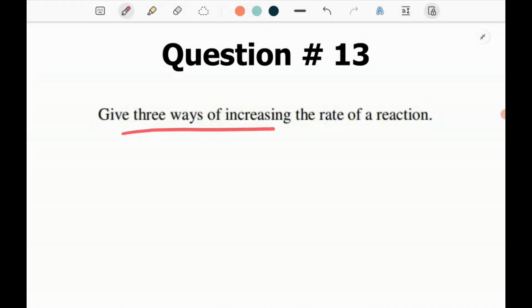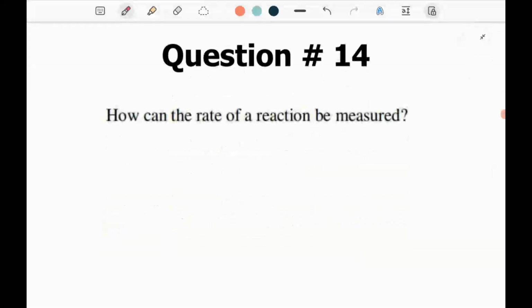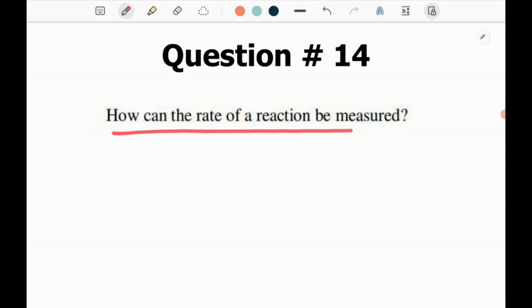Give 3 ways of increasing rate of reaction. Just think of the factors that affect the rate of reaction and come up with 3 factors that increase rate of reaction. How can the rate of reaction be measured? Think of the different ways on how the rate of reaction can be measured, and just mention 2 or 3 ways by which rate of reactions can be measured.